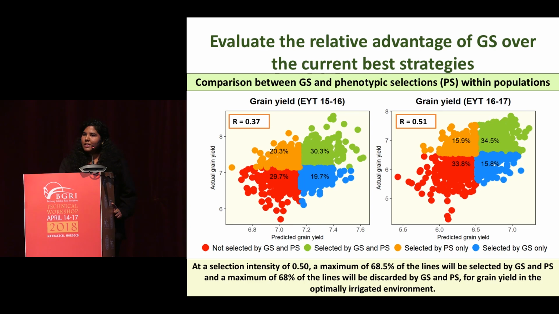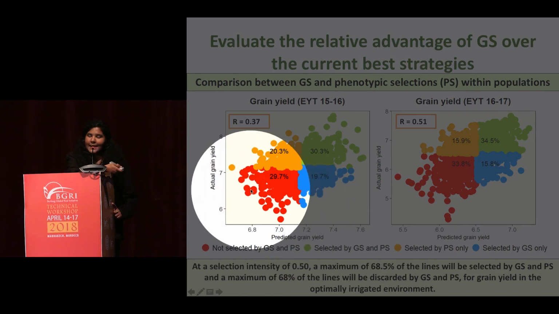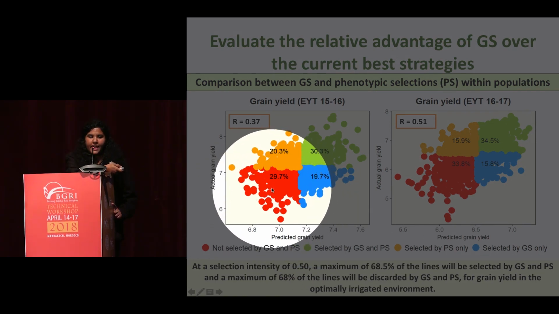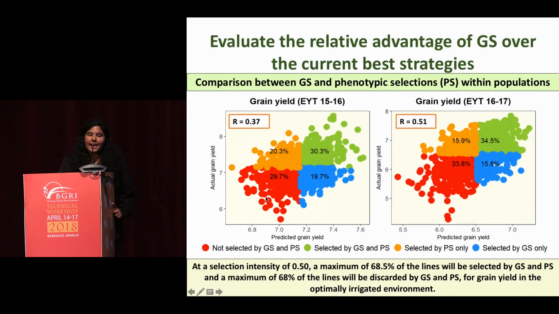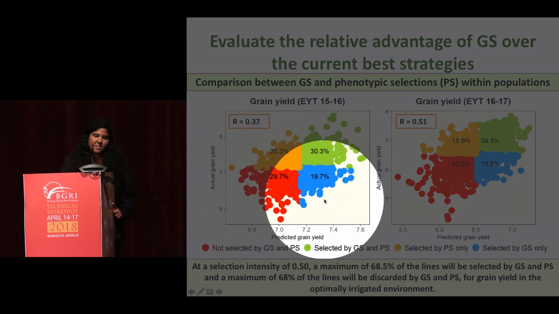Moving on, genomic selection is not just about calculating prediction accuracies, it's about making real selections from the GEBVs that you have. So we looked at a selection intensity of 0.5, and here I've categorized the lines into 4 different classes: lines that are not selected by genomic selection or phenotypic selection, in red here, lines that are selected by both methods, in green, lines selected just by phenotypic selection, and lines selected just by genomic selection.